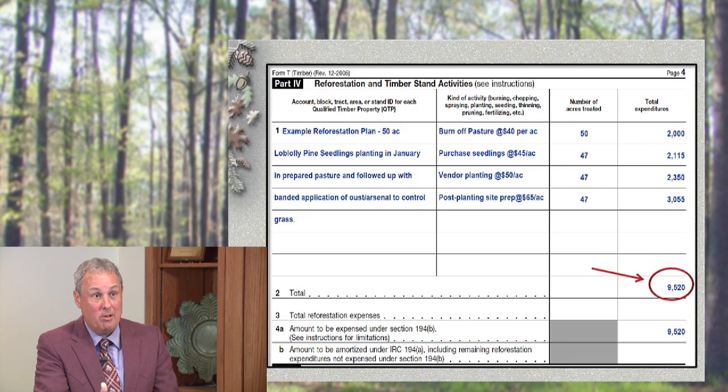Here's the example of that plan. It costs $9,520 to do this on 50 acres. We actually only planted 47 of it. So on that 47 acres, $9,520 is the cost. We're going to take the reforestation tax credit next. There's a limit to this. Of course, there's always paperwork on the back of this.